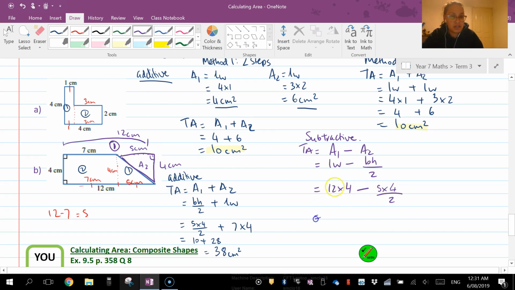Okay, so 12 times 4 is, what is it, 48, minus 20 divided by 2, which is 10. 48 minus 10 gives us 38 centimeters squared. And as you can see, voila, total area is the same for both the additive and the subtractive method. So that's what you can use. I've shown you lots of different strategies. It does not matter how you get there, as long as you document your work accordingly and you show your FSA throughout it.